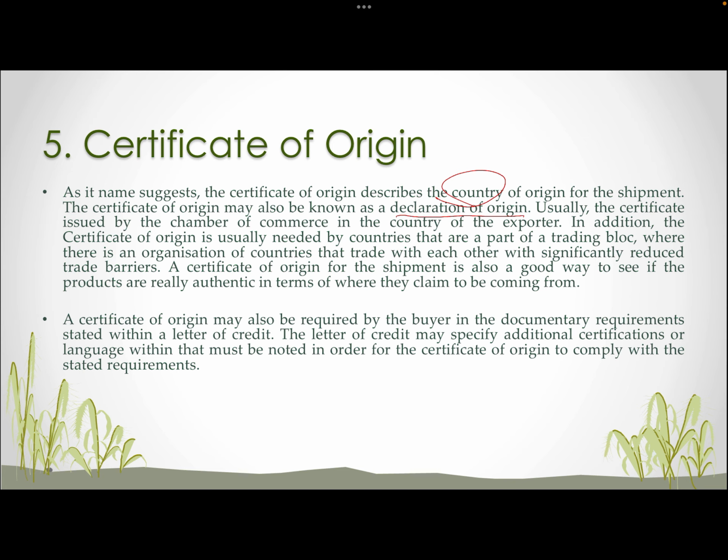In addition, the certificate of origin is usually needed by countries that are part of a trading bloc. For example, where there is an organization of countries, for example, European Union or ASEAN, that trade with each other. For example, for ASEAN, maybe Malaysia and Thailand, we have the agreement in ASEAN, maybe the import of some goods will have free trade, free tax. Okay, no tax involved.